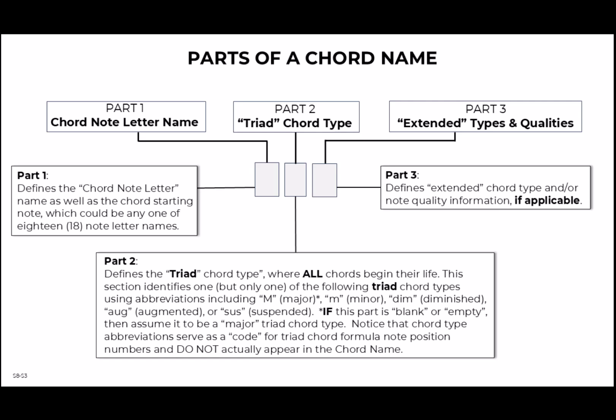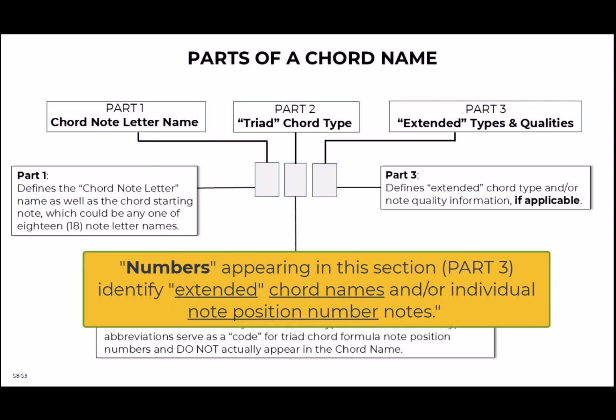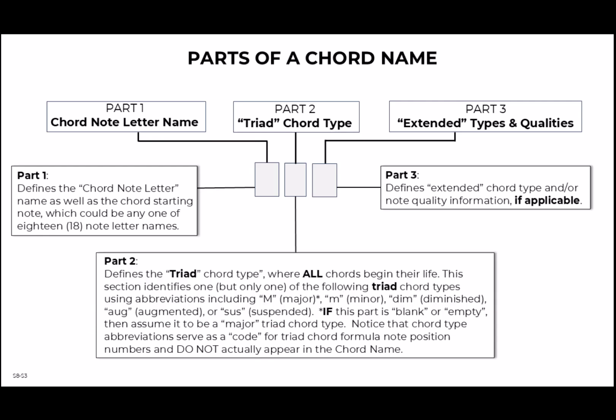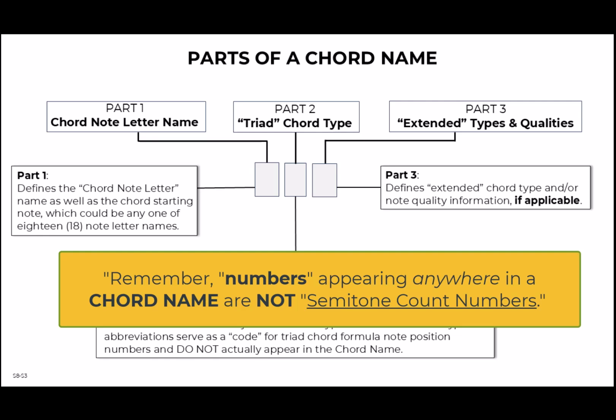appear. And as a reminder, numbers appearing in this section identify extended chord names and or identify individual note position number notes. This will make more sense with the examples coming up in this session. But no matter, remember that none of these numbers in a chord name are semitone count numbers, as these are a different set of numbers that we use to form the chord and the count to form the chord, not actually in the chord name itself.